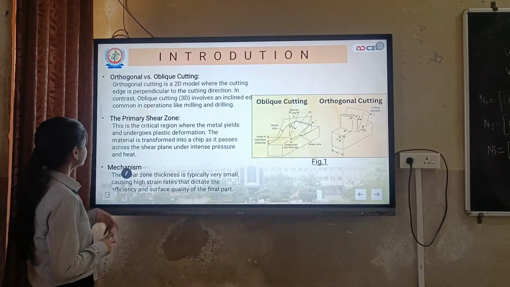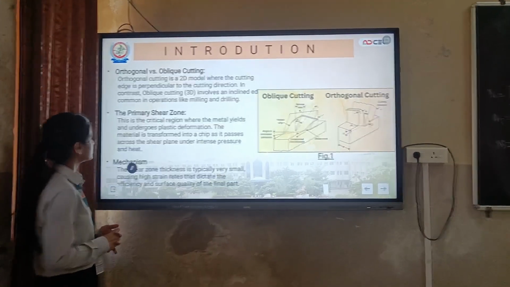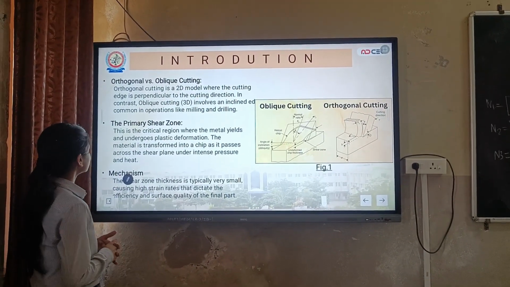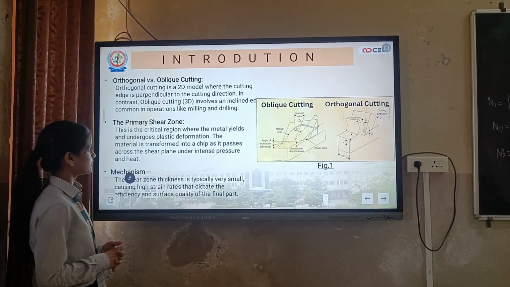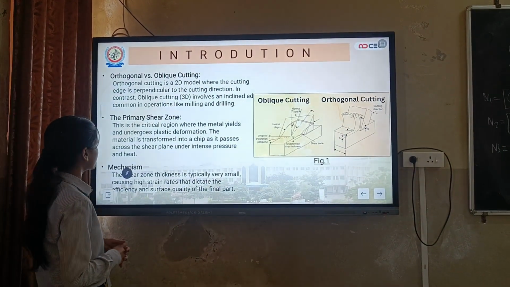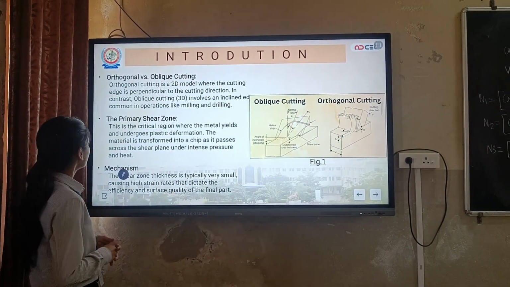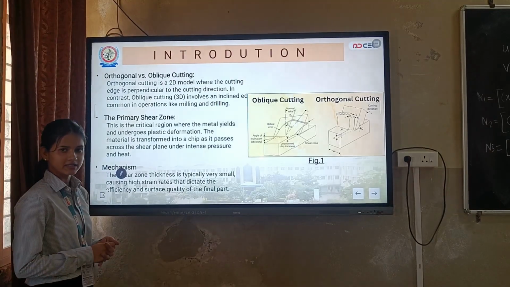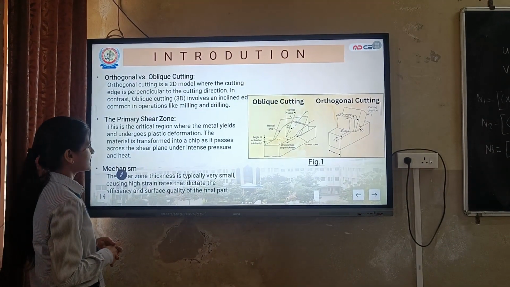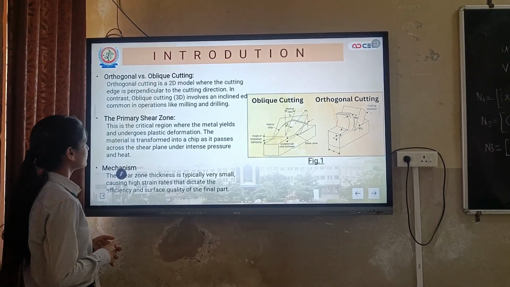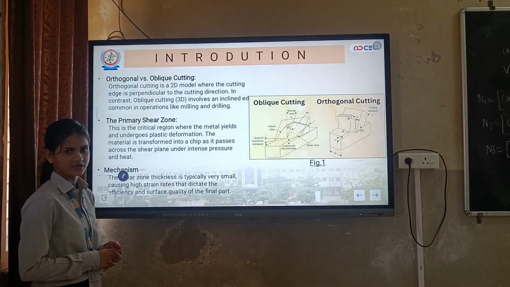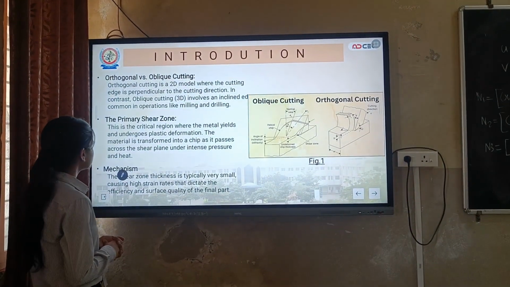First is the difference between orthogonal versus oblique cutting. Orthogonal cutting is a 2D model where the cutting edge is perpendicular to the cutting direction. In contrast, oblique cutting is a 3D model, which involves an inclined edge, common in operations like milling and drilling.